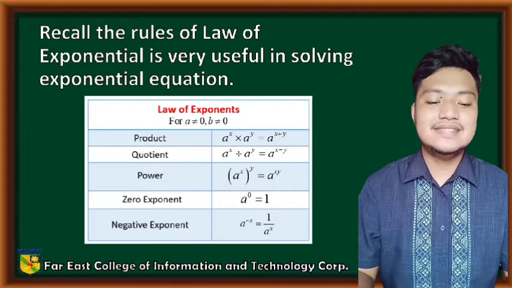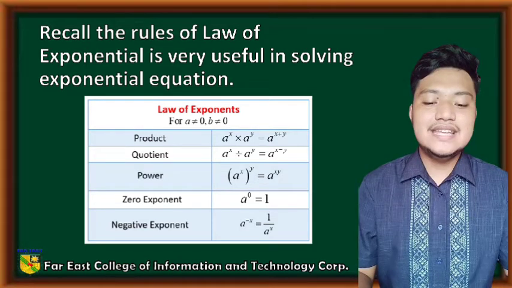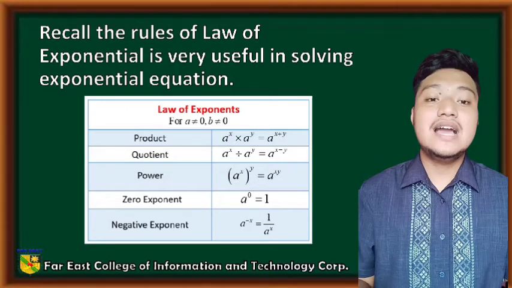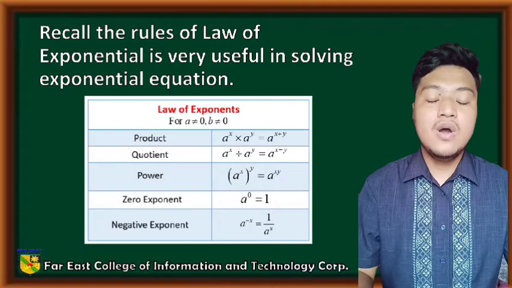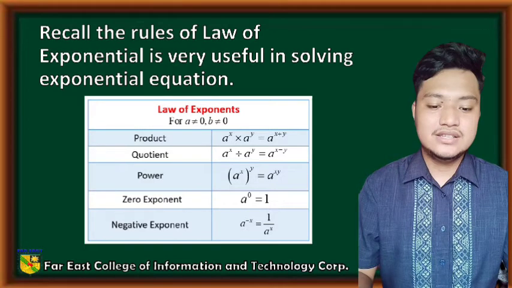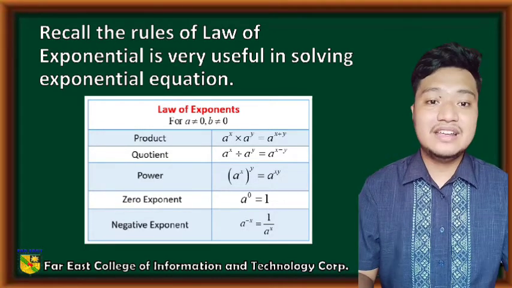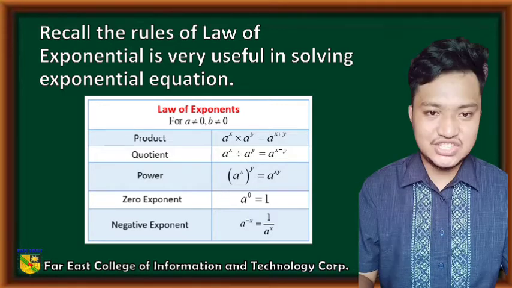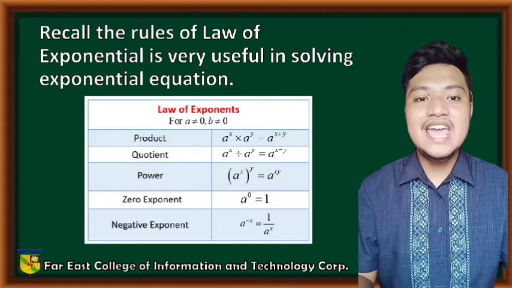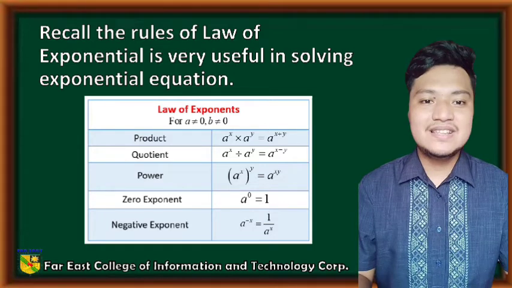And the last is the negative exponent. So, a to the negative x is equal to 1 over a to the x. So, dun sa a to the negative x, parang inverse natin siya. So, dito sa negative exponent, may relation siya kay inverse function. Okay?